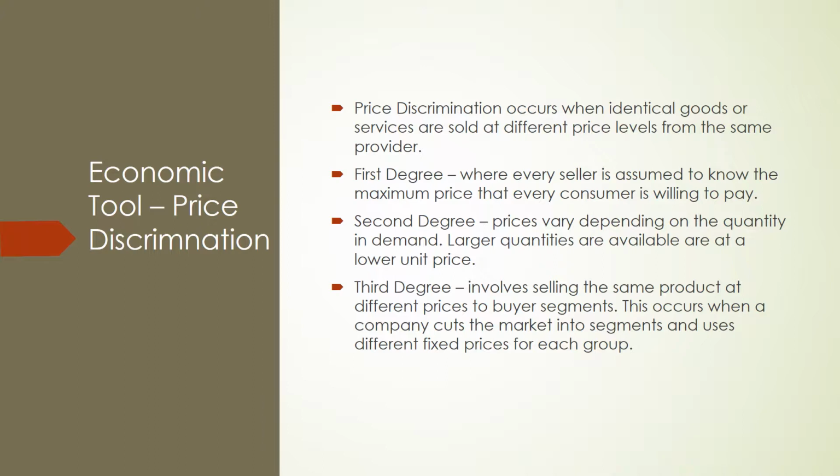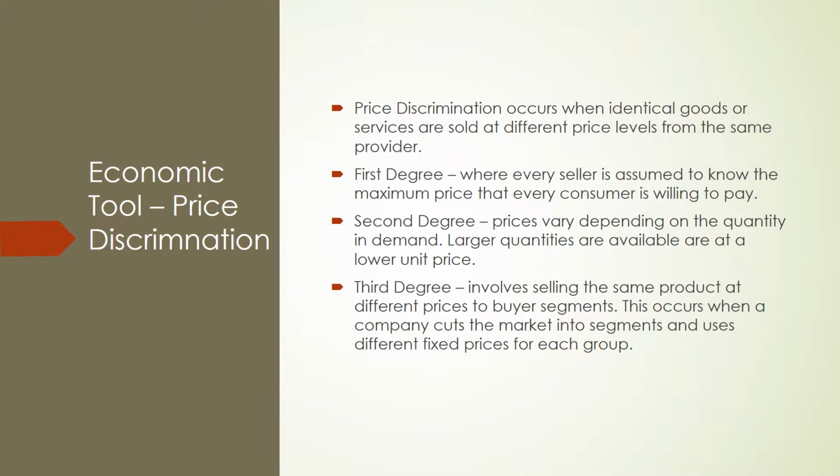Second degree, prices vary depending on the quantity and demand. Larger quantities are available at a lower unit price. This is particularly extensive in sales linked to industrial consumers, where bulk buyers enjoy higher discounts. It can also apply to quality, for example first class and economy airline tickets, where the common factor is customers differentiate and group themselves.